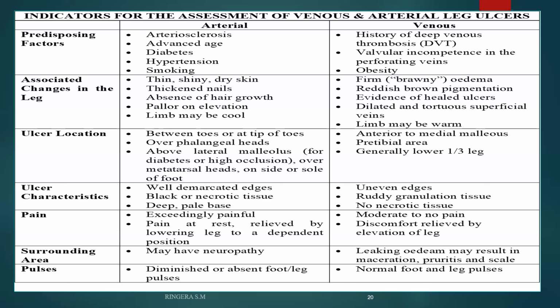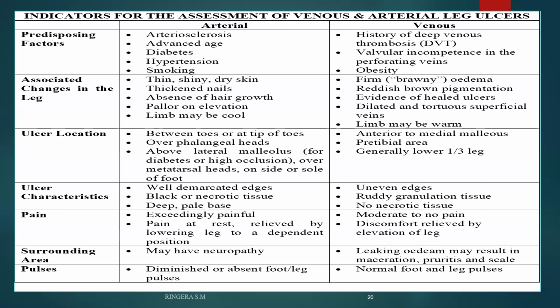Now, when you look at the wound itself, the ulcer characteristics for the arterial patient, when you assess the ulcer, it will have very well demarcated edges, almost punched out edges, very well defined edges. It could be undermining, of course, and you will find black or necrotic tissue at the wound base. And generally you will observe a deep, pale wound bed.